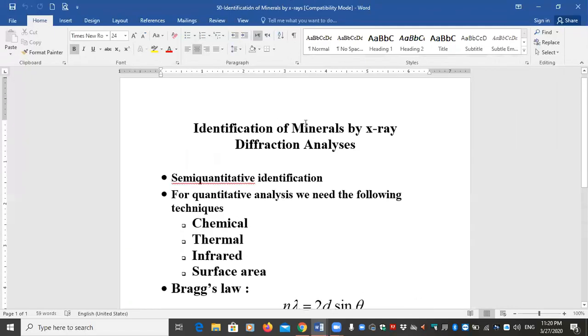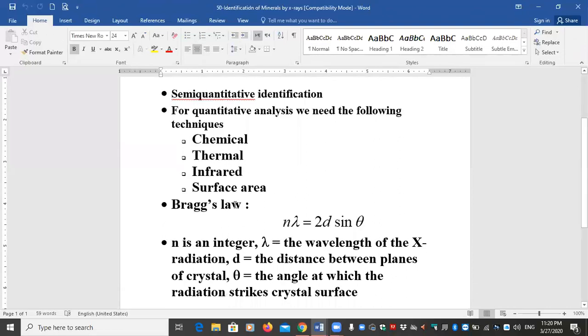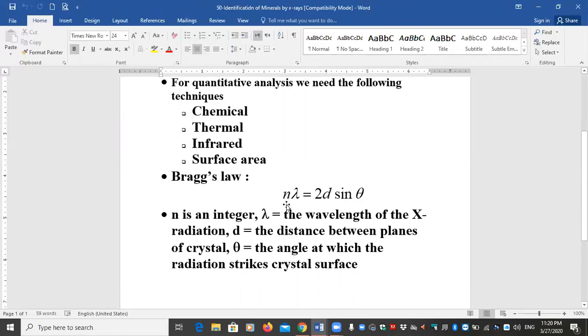For the X-ray diffraction that we talk about, we use what's called Bragg's law. The name of the scientist is Bragg, apostrophe s, Bragg's law, the law of Bragg. n lambda equals 2d sine theta. This is the law. n is an integer.